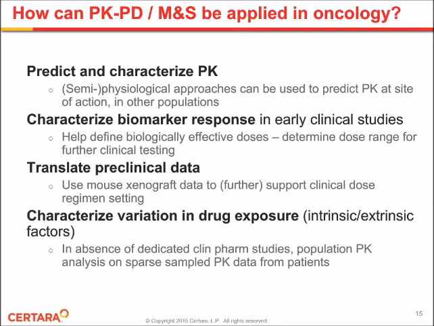Semi-physiological or more physiological approaches can be used to predict PK at the site of action or in other populations, going from animal to man, but also between different types of patients, both adult and pediatric. The characterization of biomarker responses in early clinical studies can help to define doses that you would expect to be biologically active and help determine a dose range for further clinical testing and efficacy studies.